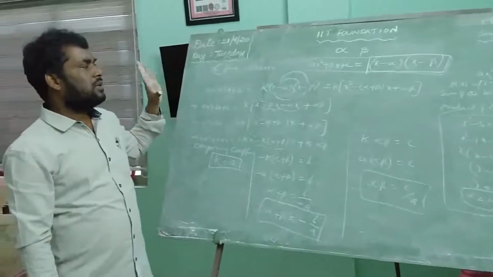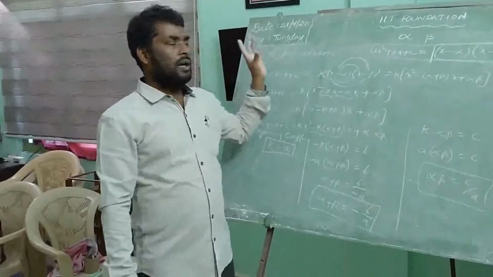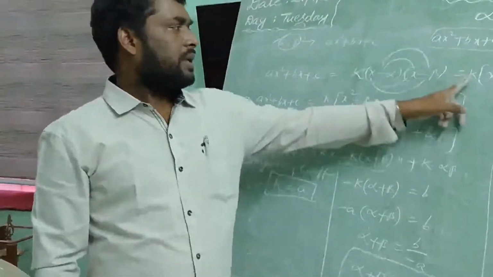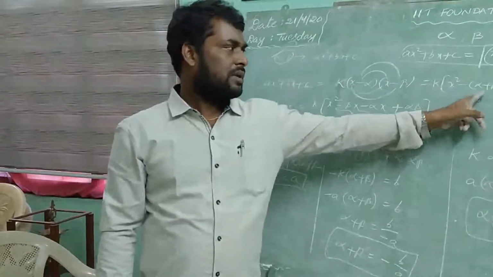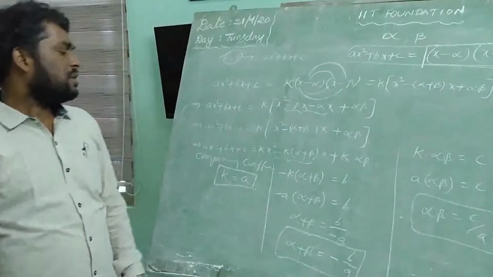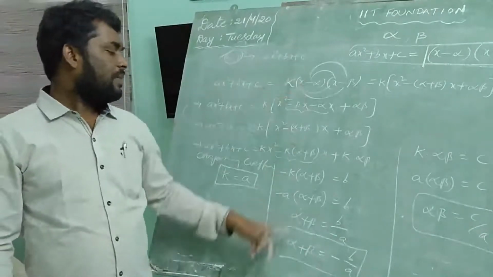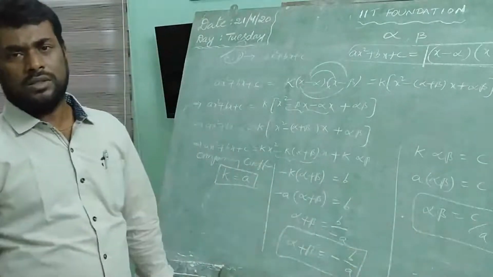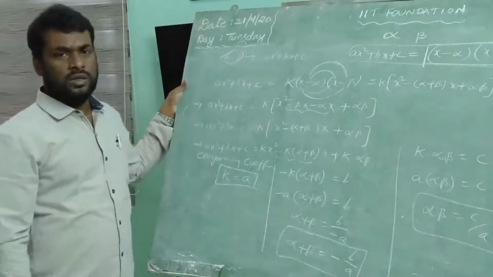So once again I am asking two questions. Tell me children. First one is, if alpha comma beta are the zeros of a quadratic polynomial, then the quadratic polynomial is k into x minus alpha and x minus beta, that is equal to k into x square minus alpha plus beta into x plus alpha beta. And next one, what is the relation between zeros and coefficients? Alpha plus beta, sum of the zeros, is equal to minus b by a, alpha beta, product of the zeros, is equal to c by a. Okay, this is about quadratic polynomial.